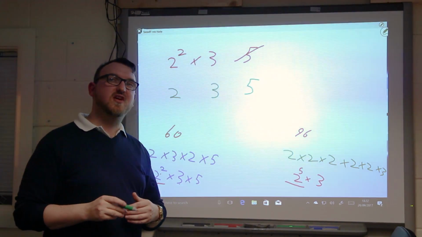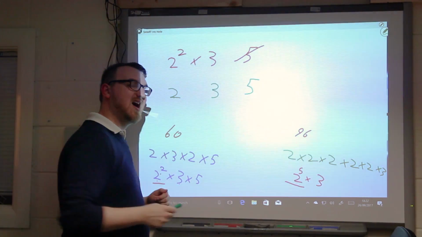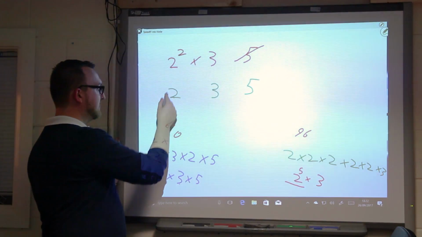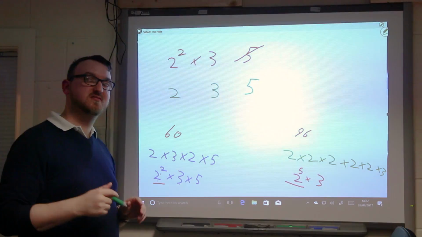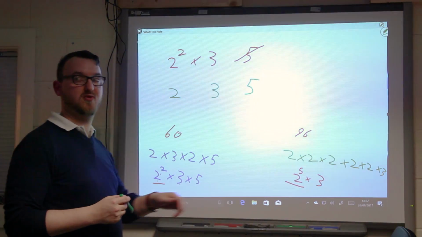Now what we're looking at is which number has the most of that prime factor. So, for instance, this one, 60, only has 2 2's as a prime factor. However, 96 has 5. So we're going to use that one.